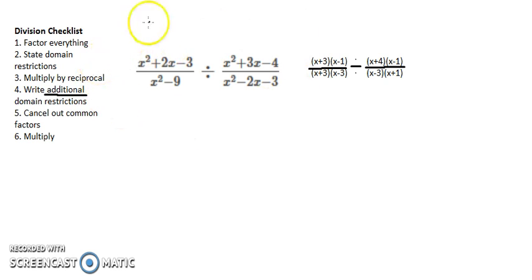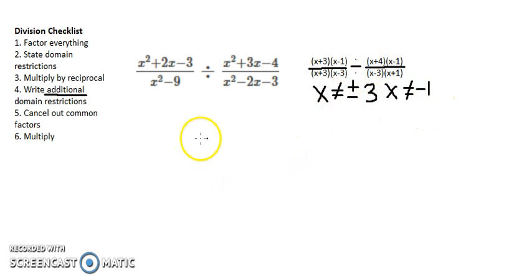Okay, here's the next problem, and for time's sake, I have already factored it. I haven't done any of the other steps, I just did step 1, which is factor. And when it's still in this division form, I guess you could call it, you don't cancel right now. You have to multiply by the reciprocal first, and of course you have to state the restrictions as well. So I am going to add the restrictions real quick. So I just wrote those in. x cannot equal positive or negative 3. x cannot equal positive 3, which I already wrote, and x cannot equal negative 1.